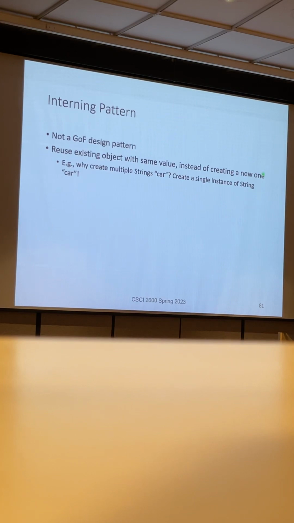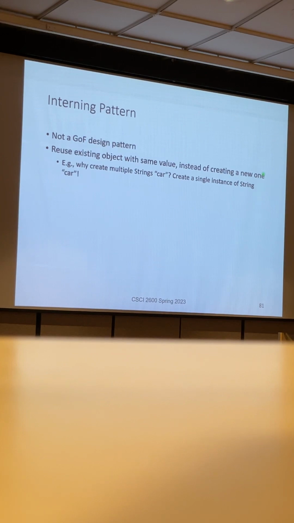All right, the interning pattern is not one of the original Gang of Four book design patterns, but it is widely spread, so we need to definitely talk about it. You can think of it as an extension of the singleton pattern. Singleton: at most one object exists. Interning: a small number of objects may exist. And what the small number is varies. A small number can be 2, or a small number can be 256.